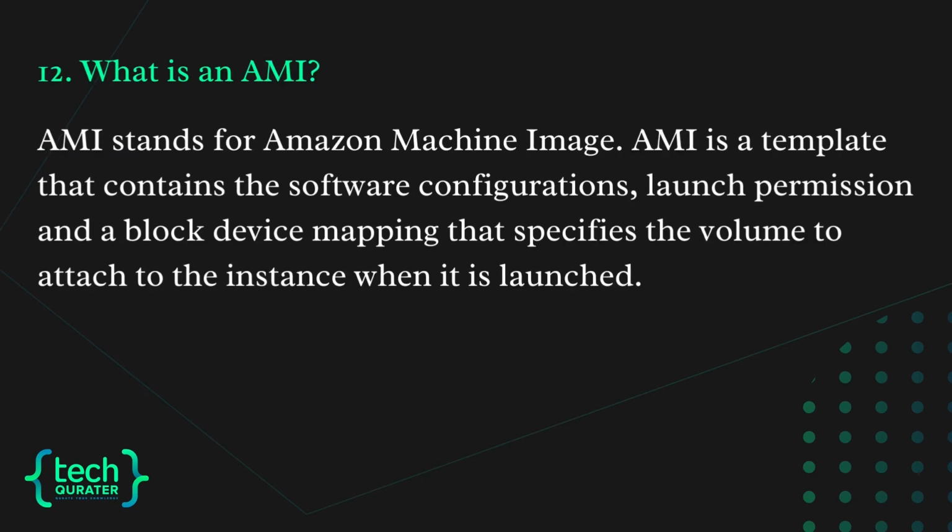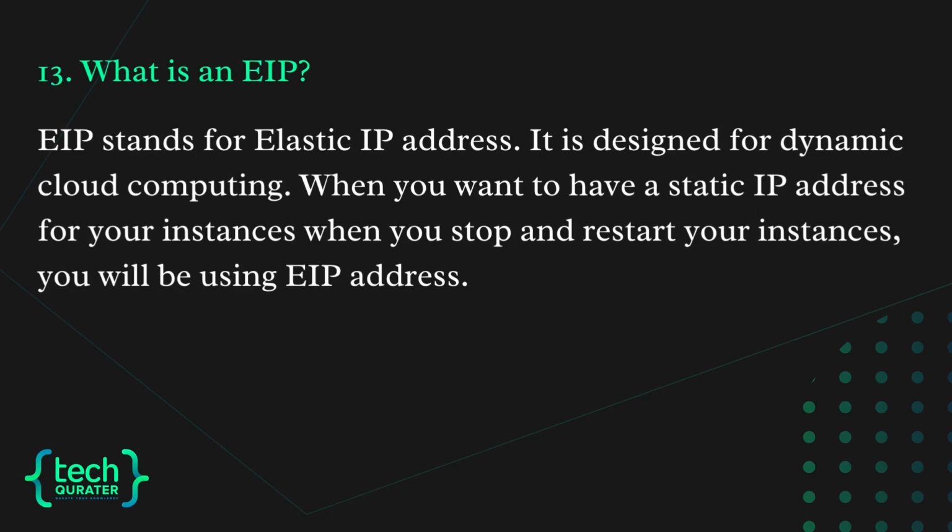What is an AMI? AMI stands for Amazon Machine Image. AMI is a template that contains the software configurations, launch permission, and a block device mapping that specifies the volume to attach to the instance when it is launched. What is an EIP? EIP stands for Elastic IP Address. It is designed for dynamic cloud computing. When you want to have a static IP address for your instances when you stop and restart your instances, you will be using EIP address.